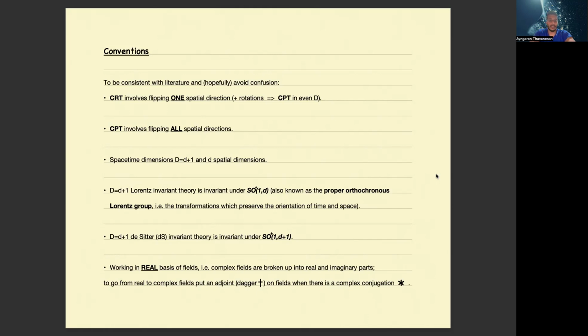Now, I'm going to be working with the convention that space-time dimensions are denoted by big D and spatial dimensions by little d. Now, I will use the terminology Lorentz invariance, and Lorentz invariance simply means the theory is invariant under SO(1,D), which is also known as the proper orthochronous Lorentz group, i.e. the transformations which preserve the orientation of time and space. And similarly, a de Sitter invariant theory is one which is invariant under SO(1,D+1). And I'll be working in a real basis of fields. So complex fields will be broken up into their real and imaginary parts.